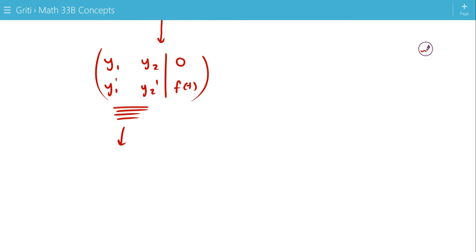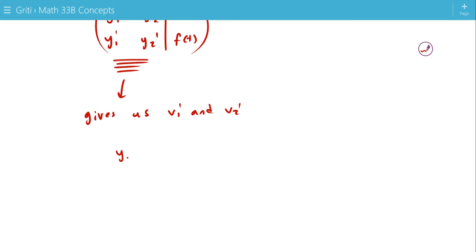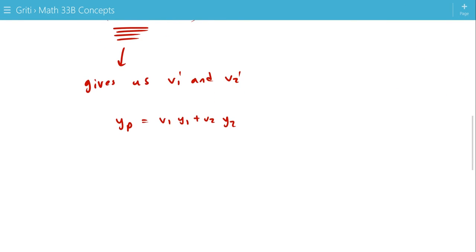This gives us v1 prime and v2 prime. And then our particular solution is v1 y1 plus v2 y2. So we need to integrate to find v1 and v2. So our total solution y of t is equal to c1 y1 plus c2 y2 plus v1 y1 plus v2 y2.